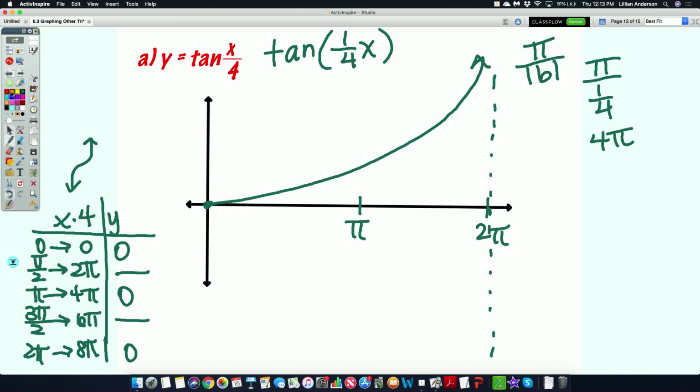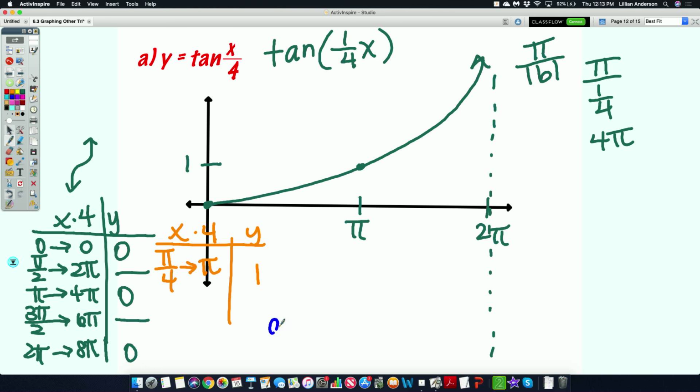Like if I added in pi over 4, I would multiply that by 4 to get pi. And then that corresponded with 1 on your y value. So technically this point that's at pi is at 1. But I'm not going to be checking for that. I'm going to be more so checking for where your asymptotes are. And then if it's curving up like it's supposed to, unless it's been reflected or something.